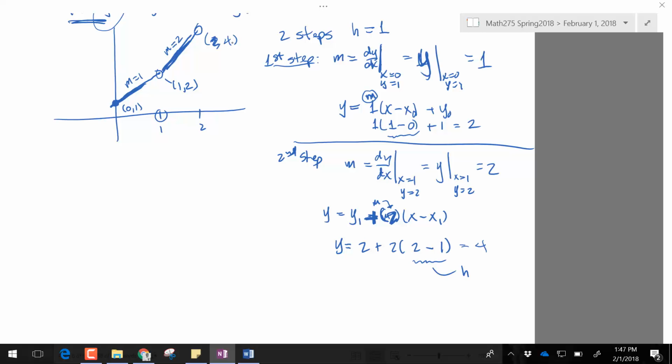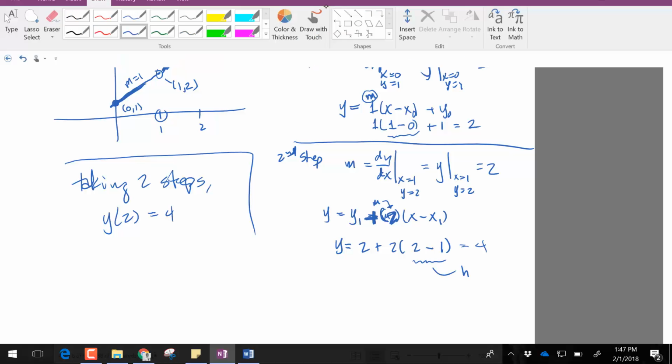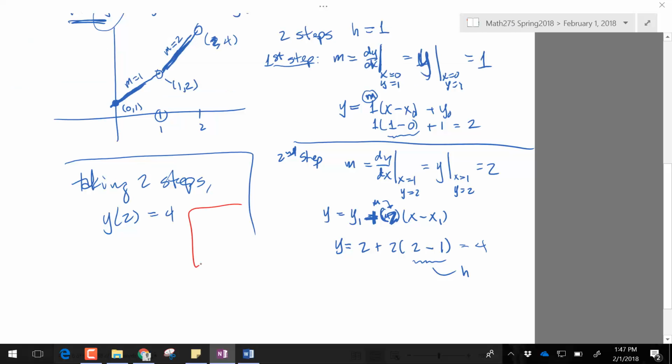So with our two-step approximation, we get a y value of 4. Taking 2 steps, we get y of 2 is equal to 4. Okay, do we know what y of 2 is for reals? I think we did this in our head, right? We know in this particular scenario, we're not always going to know, but in this particular scenario, we know that the solution is e to the x.